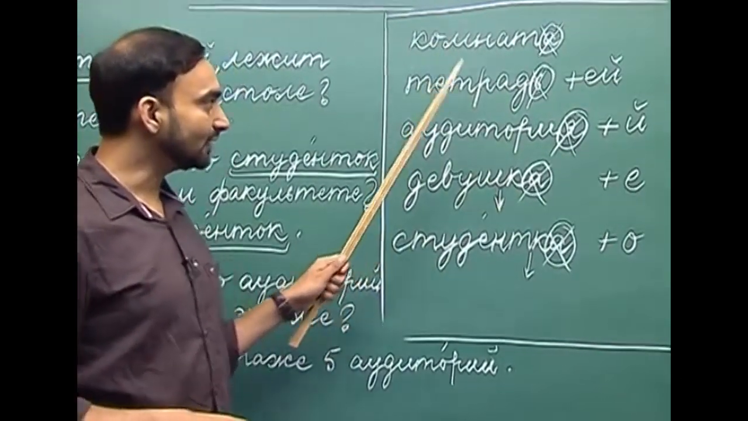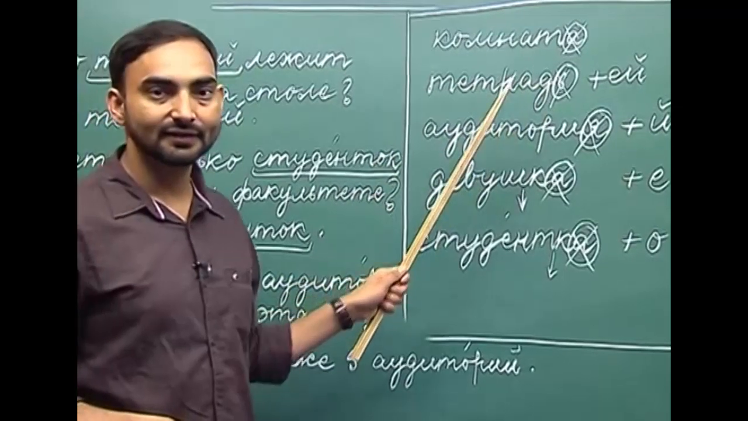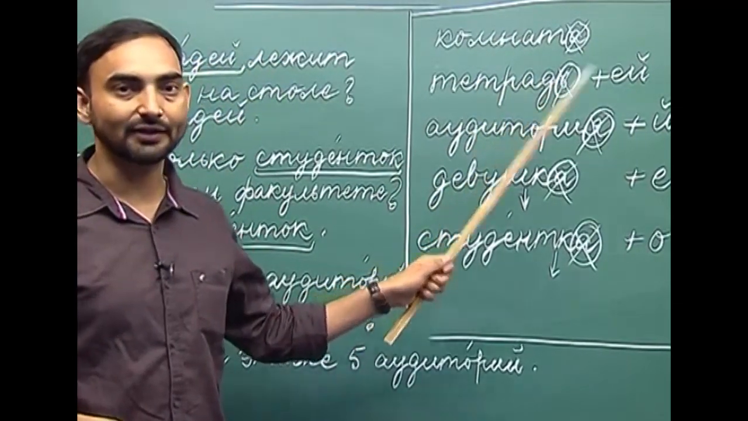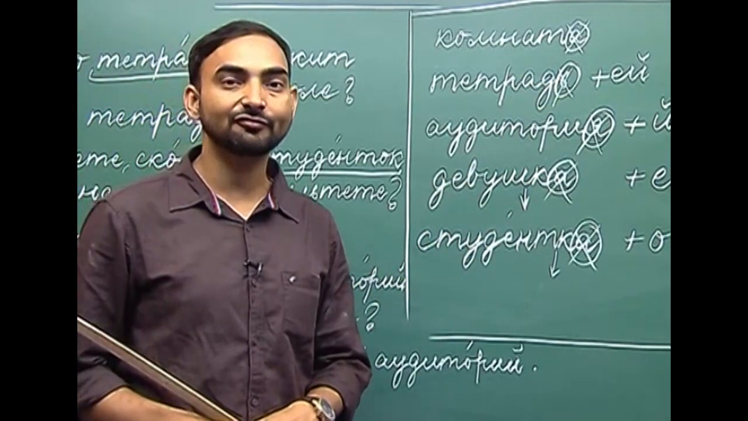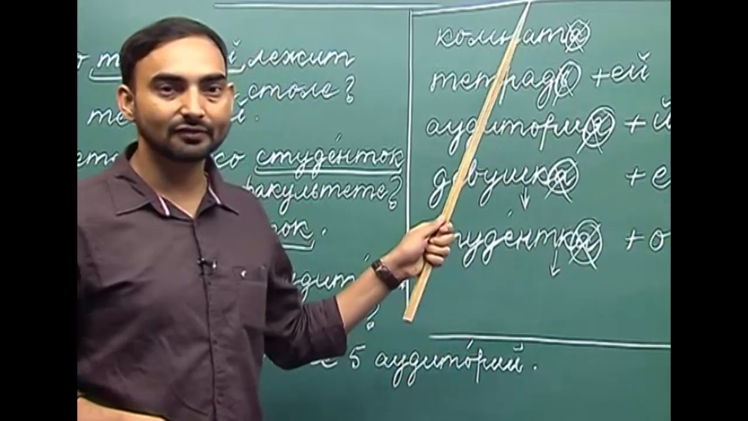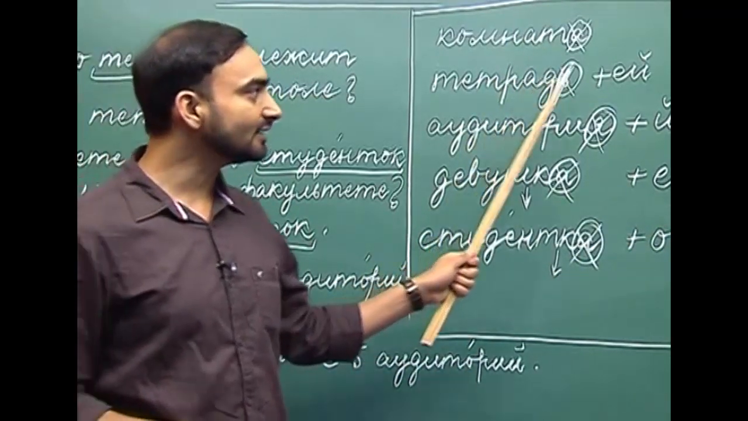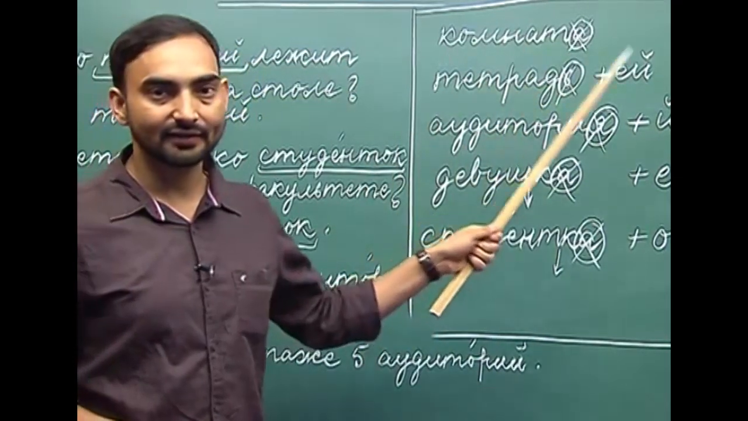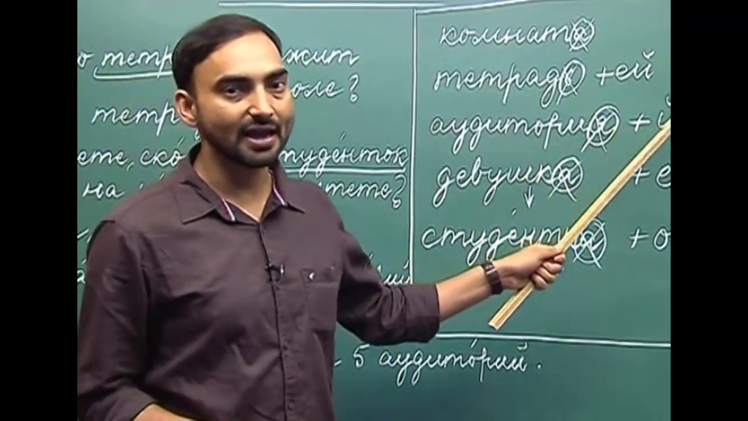The next noun is chitraj. Chitraj is notebook. So, it ends with a soft sign. Whenever you have a feminine noun with a soft sign ending, what do we do? We just drop the soft sign and add ye and e kratke. So, what do we get? Chitraji, chitraj and ye, chitraji.